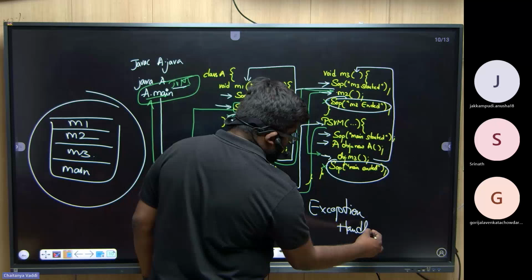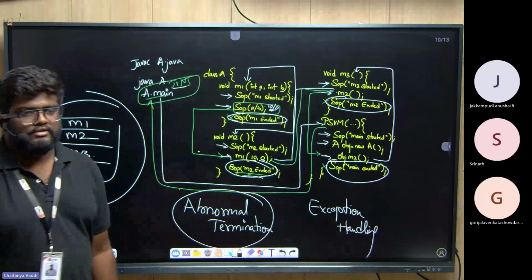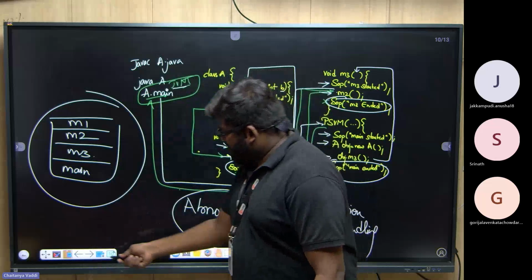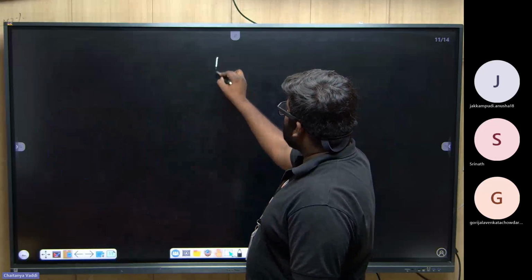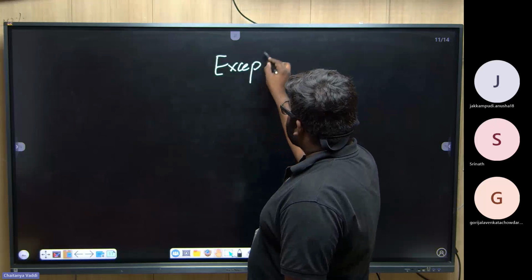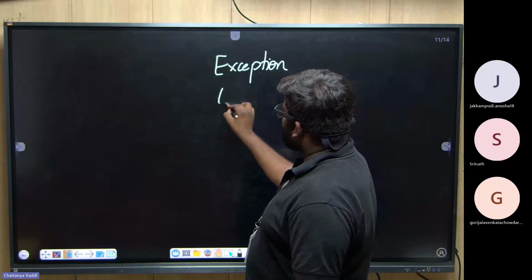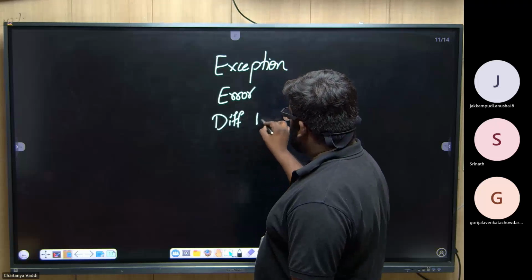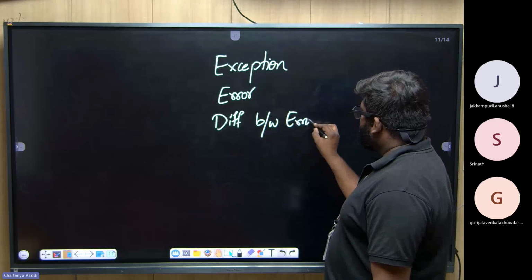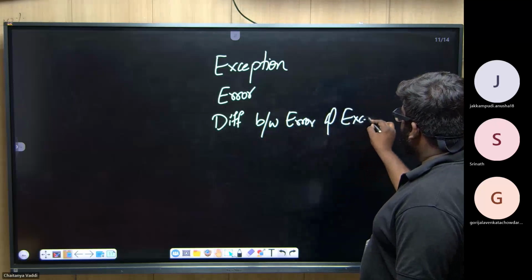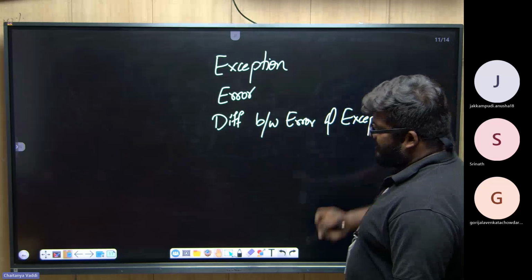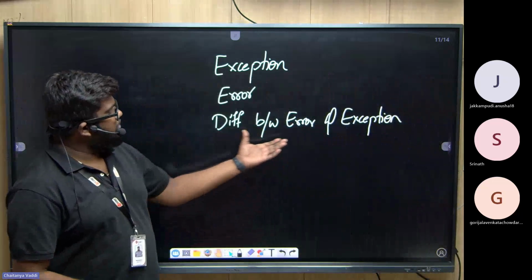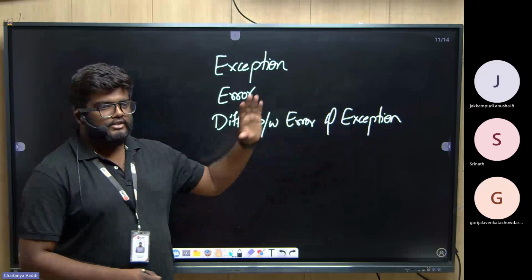How are we going to handle these exceptions? That is a topic that we are going to talk about tomorrow. So what have we done today? We have understood what an exception is, what an error is, and the differences between an error and an exception. This was our initial part, to understand what exactly is an exception, what exactly is an error, and the differences between them.